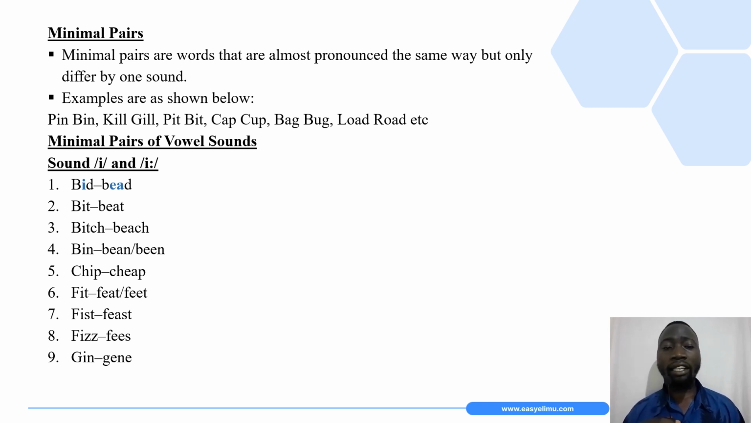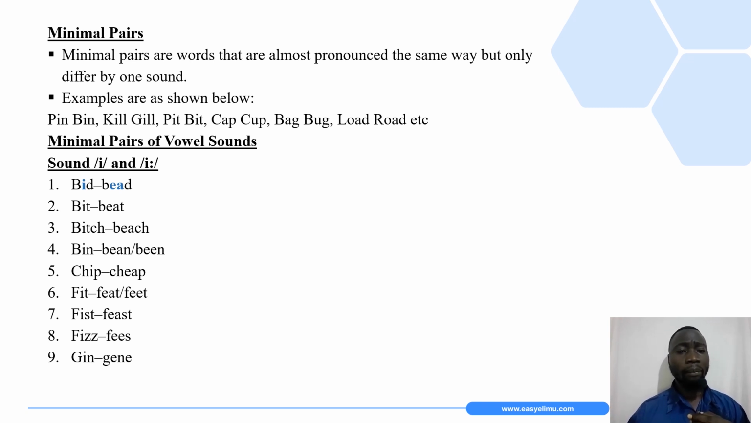So there is also the other pair, that is pit and beat. If you look at pit and beat, they are also almost pronounced the same way. They also differ by one sound, that is the P in pit and the B in beat. So there is also cap and cup. The difference is the sound in the middle. So we also have bag and beg. There is also load and road, etc.